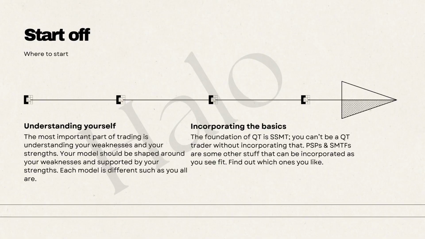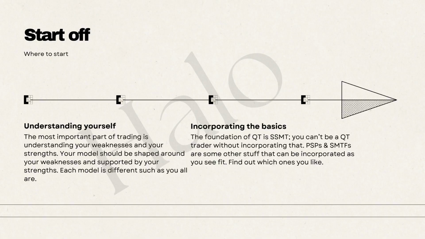So incorporating the basics, right? The foundation of QT is sequential SMT. You can't be a QT trader without incorporating that, right? So if you don't incorporate sequential SMT, I'm trying to tell you, you're not trading quarterly theory. And if you are incorporating it, then I'm happy to tell you that you're trading quarterly theory. PSPs and SMTFs are some other stuff that can be incorporated as you see fit. Find out which ones you like. So again, not everybody uses SMTFs, not everyone uses PSPs, not everyone uses PRCs, right? But you guys should find out what you guys like the best and incorporate it within your trading, right?